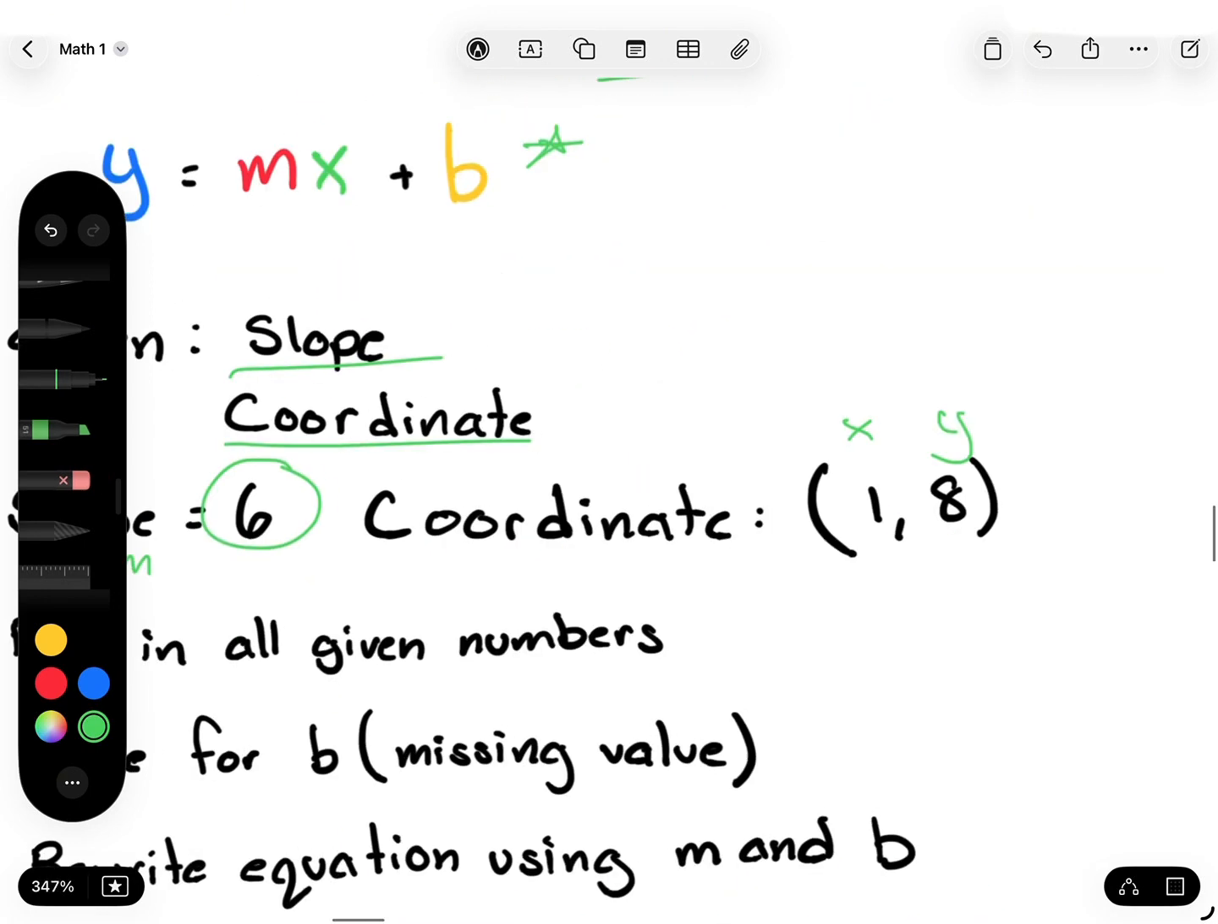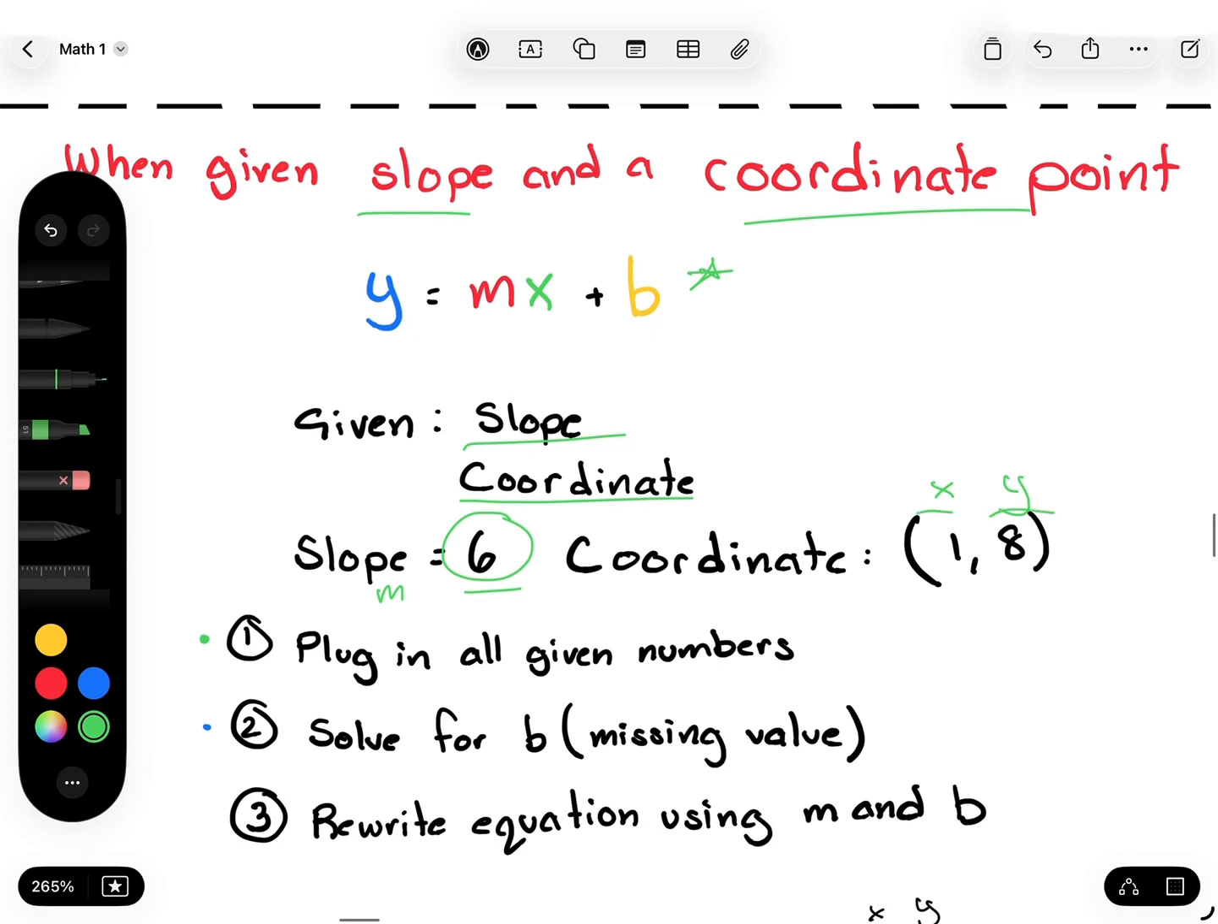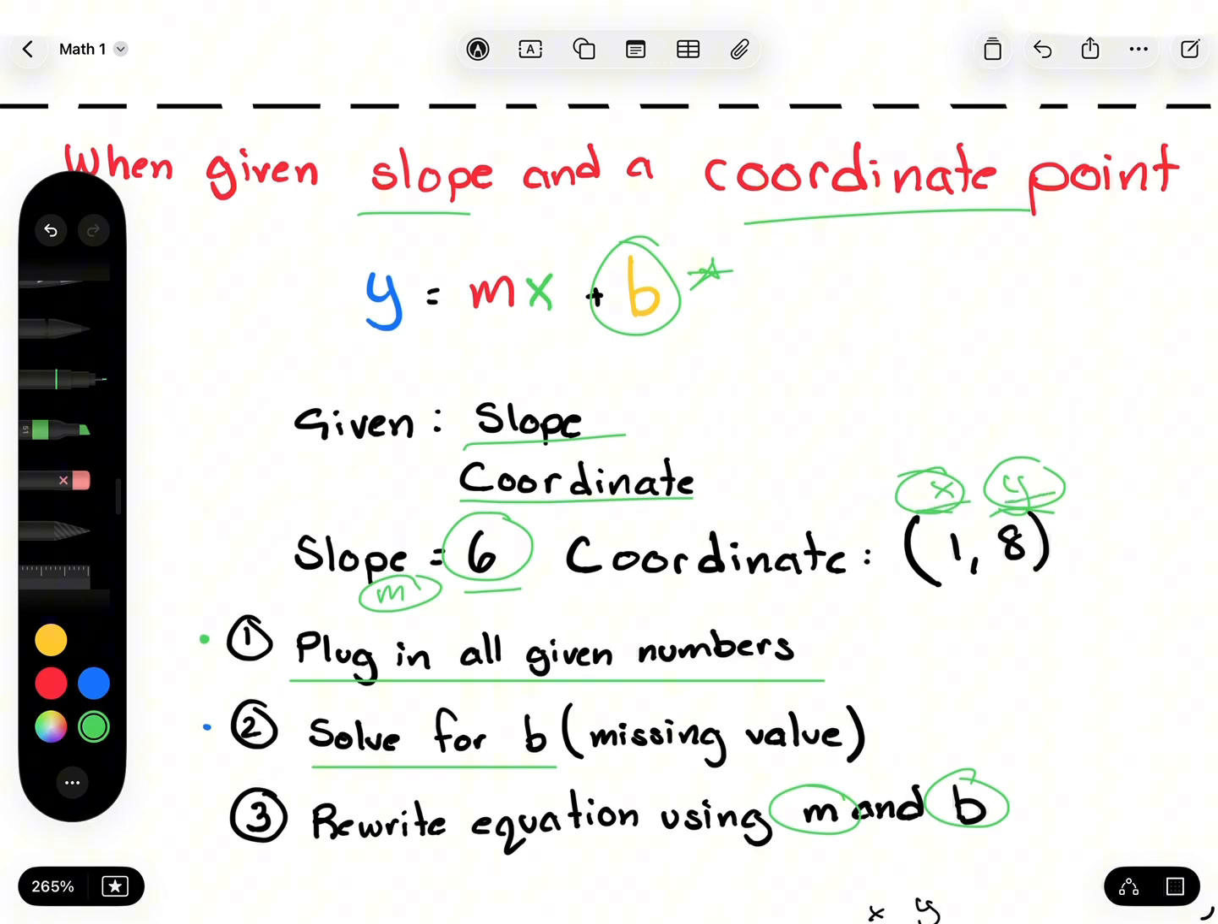So let's move on to read our steps now that we've identified each thing. First is to plug in all of our given numbers. So our given numbers are m, x, and y. Next is to solve for b, which is our missing value. And we just have to rewrite our equation where we only use m and b, and we leave x and y as is. Now, when I say this, you're probably going to be confused, but hopefully I'll explain it better while we go through the steps.